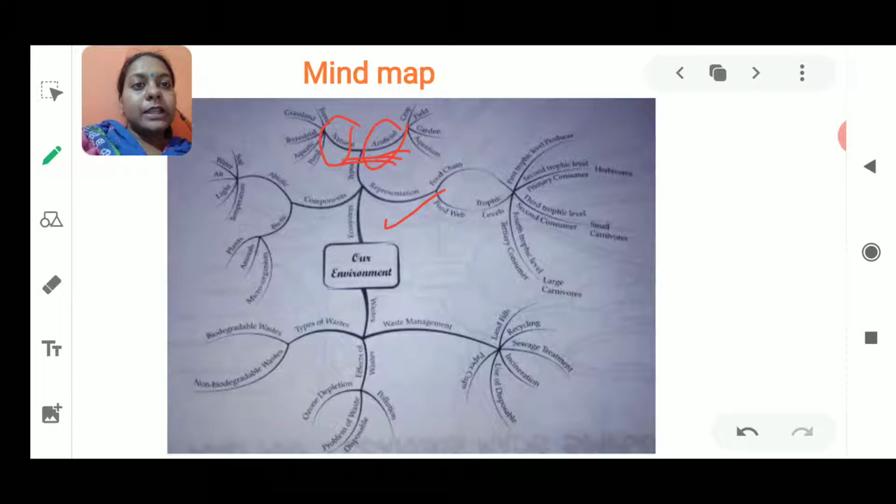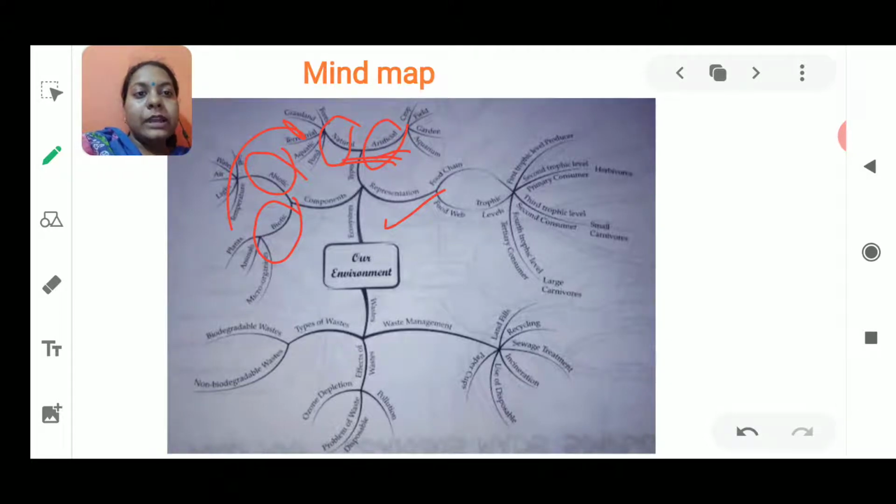Next we'll study the components, that is the biotic and abiotic components, of which this ecosystem, or our environment, is mainly made up. Now what do you mean by biotic component and what do you mean by abiotic component? It is a very common term which might have been heard by you all. The biotic component of an ecosystem is the living feature, the living creatures present in the environment. Then we'll move on to the abiotic component, that is the non-living component present in the ecosystem and in our environment.